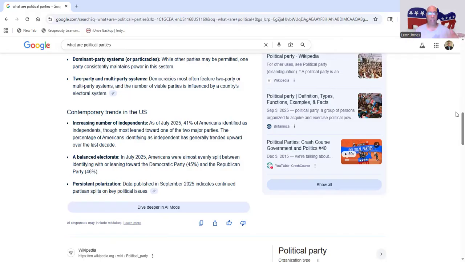Then you have a balanced electorate. In 2025, most Americans were almost evenly split between identifying with or leaning toward the Democratic Party at 45% and the Republican Party at 46%. And then you have the persistent polarization. Now, data published in September 2025, which is last month, indicates continued partisan splits on key political issues.